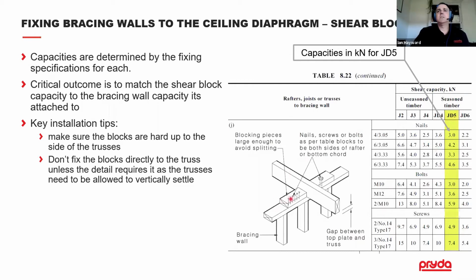When you're fixing these things, you need to make sure they're hard up to the sides of the bottom chords of the trusses, and you're not fixing these blocks directly to the truss, okay? Because the truss needs to be able to settle downwards between these shear blocks, but it has to be able to resist the load in this direction parallel along the wall, okay?